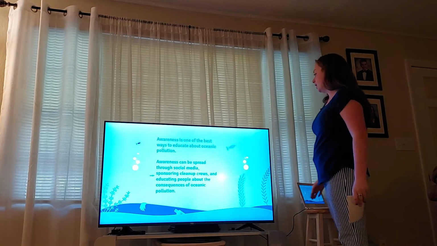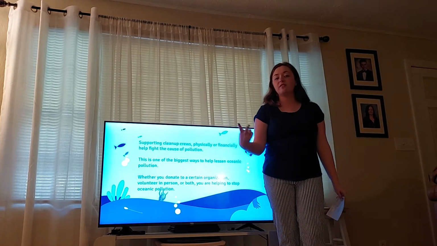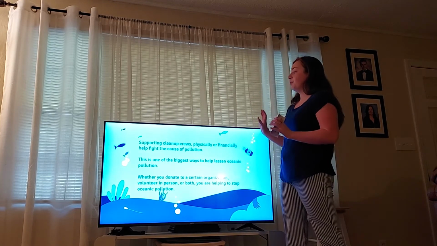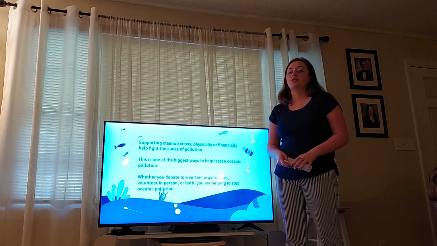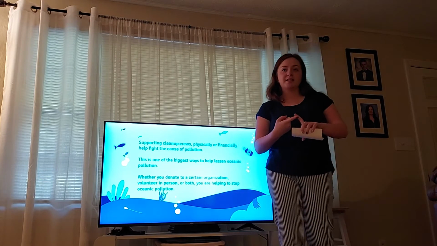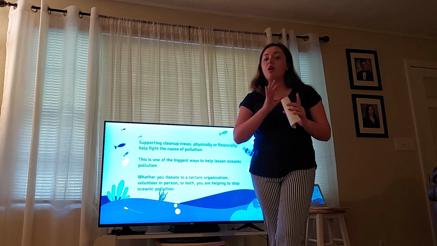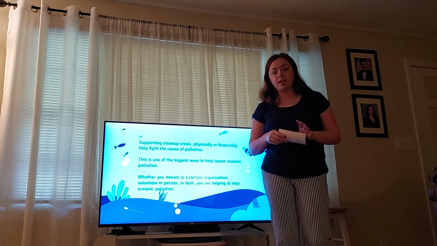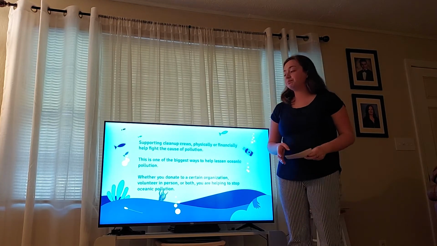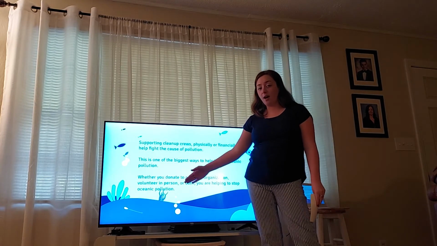It is very important. Another way in which we can help is through supporting cleanup crews, whether that be physically or financially, or both. It all helps. Cleanup crews are one of the biggest ways to stop oceanic pollution. Think of how many people go to the coast each year. Then think of all the things they bring, whether plastic bags, umbrellas, beach chairs, beach toys, cigarette butts. All those that are left behind are pollutants. And so without our cleanup crews, we would have a far worse problem than we already do. And once again, whether that be physically, financially, you can help. It all helps.